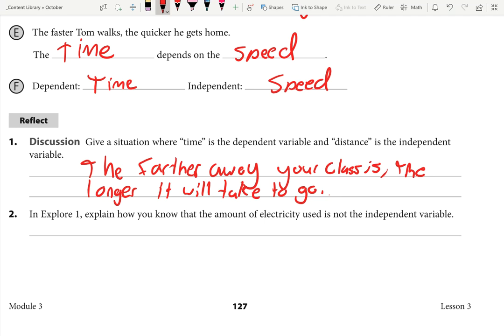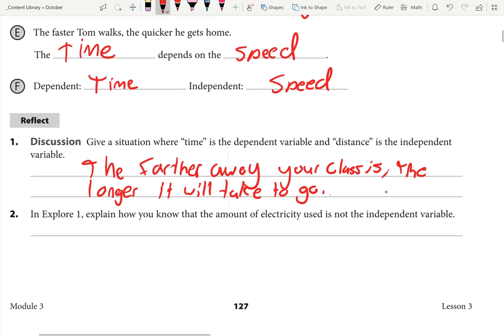So this is relating time and distance because the time it takes you to get to class is dependent upon how far away that class is. So the farther away your class is, the more time it's going to take. Whereas if your class is right across the hall, it won't take that long at all.